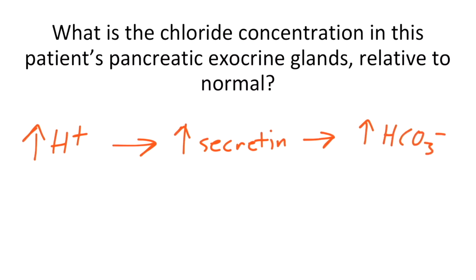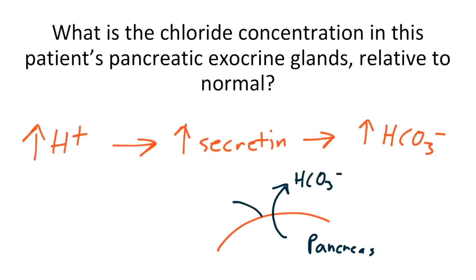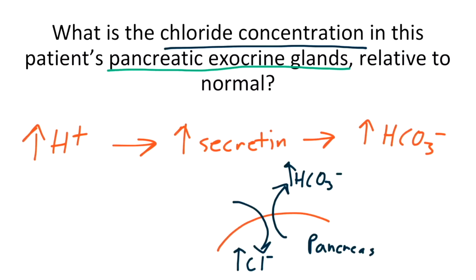And it's important to remember that bicarb release is actually via an antiporter. So bicarb exits the pancreas, releasing bicarb in exchange for chloride. Now this question is asking about the chloride concentration within the exocrine glands of the pancreas. So secretin is acting on this bicarb chloride antiporter, increasing the amount of bicarb released into the lumen and increasing the amount of chloride reabsorbed into the pancreas. So this patient within their pancreatic exocrine glands will have increased chloride relative to normal.